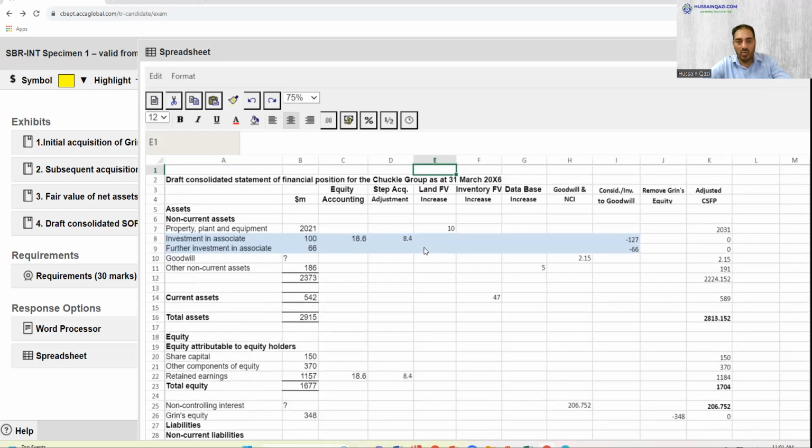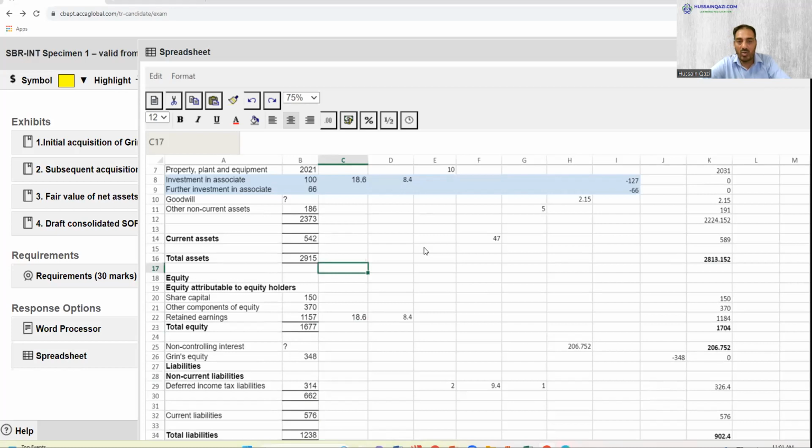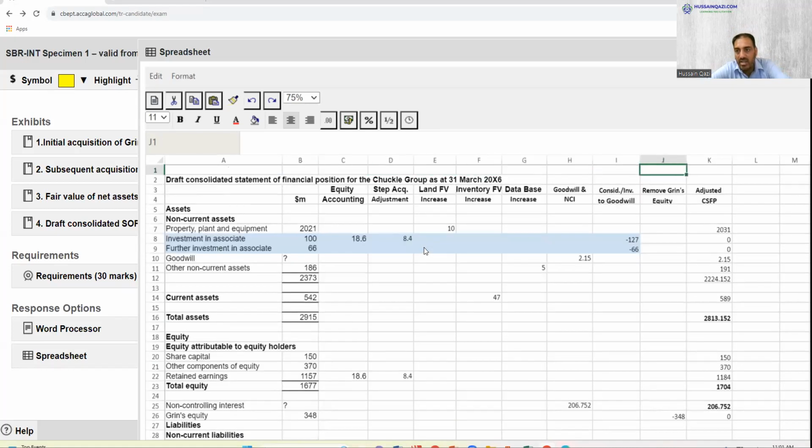Examiner will never ask you to prepare the consolidated balance sheet, but examiner can ask you to adjust the balance sheet, and you need to conclude in this manner.